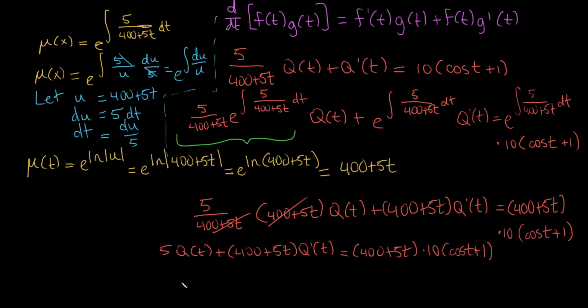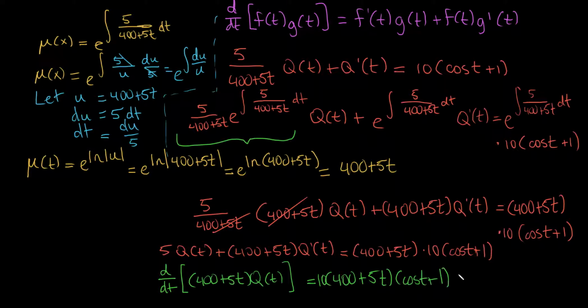And what that means is that we can simplify this down. We can rewrite it in a nice green color. The derivative with respect to t of 400 plus 5t times q of t equals, and I'm going to move the 10 over to here, 10 times 400 plus 5t times the cosine of t plus 1.